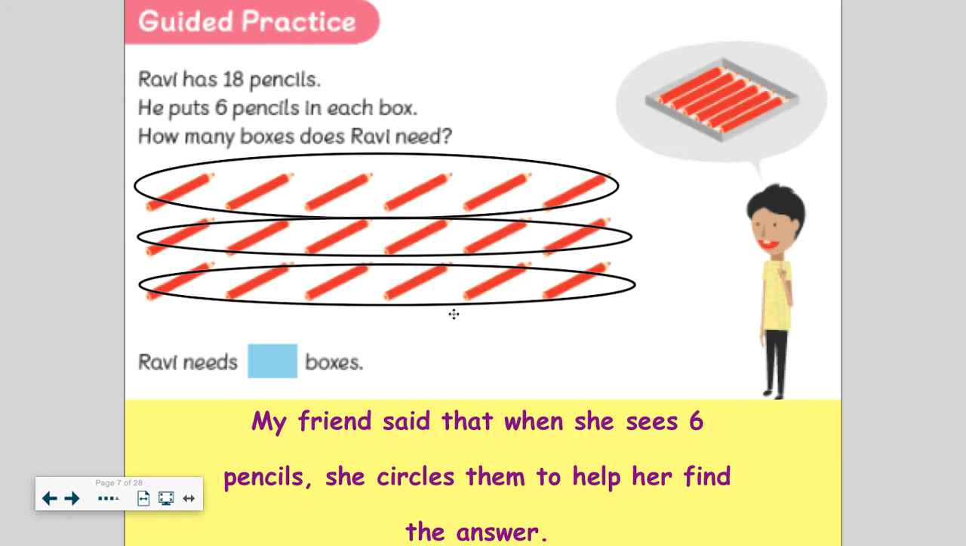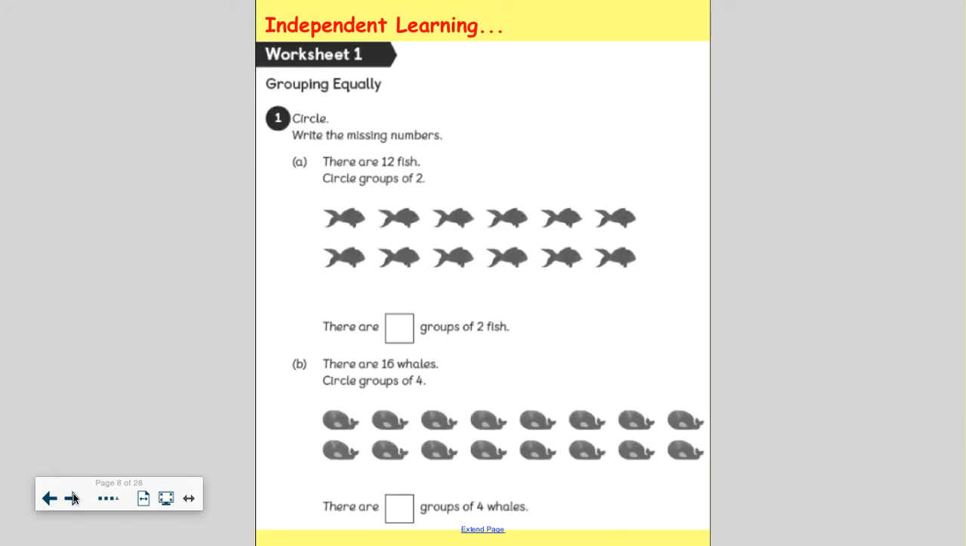You can use this strategy to help you with your independent learning today. For your worksheets, you're going to be grouping the items to find the answers. You're trying to find out how many groups there will be altogether. So, here there are 12 fish. First, you need to circle groups of 2. Once you've put a circle around the fish in groups of 2, you then need to see how many groups you've made and pop your answer in the box.